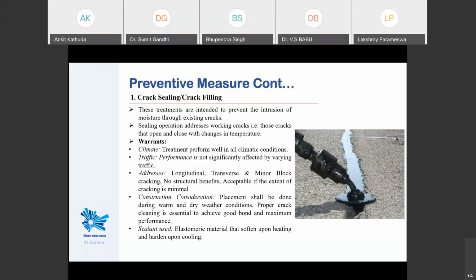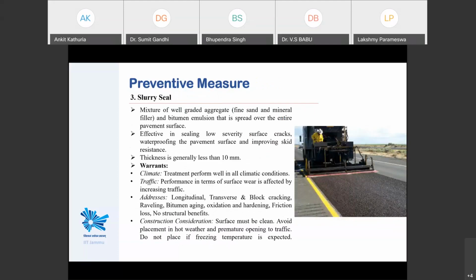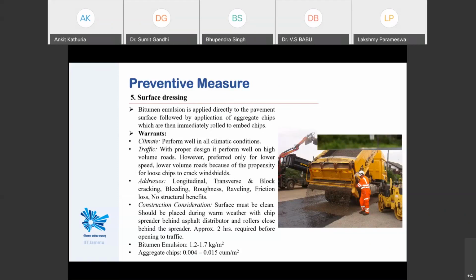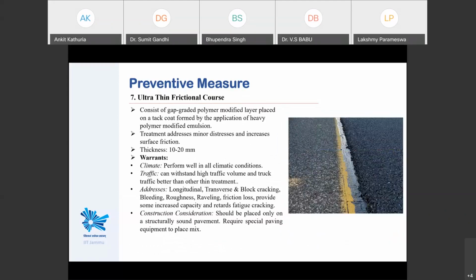This is how a fog seal looks. This is a slurry seal and how it looks. This is a thin micro surfacing treatment, a preventive treatment, and how it looks. This is surface dressing. This is thin hot mix or cold mix bituminous overlay and how it looks. This is ultra thin friction coats and how it looks.